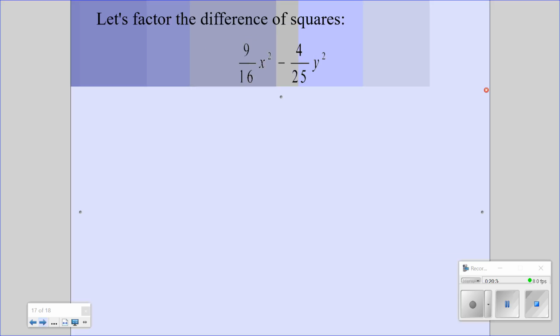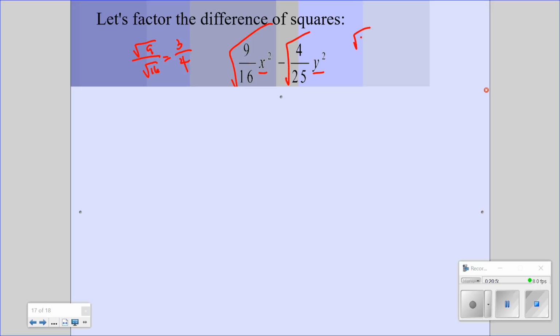Want to take a look at one last example that has fractions in it. Remember, you can take the square root of fractions, so let's see if this is in fact a difference of squares. You can see the variables have even exponents, so we can take the square root of them. Remember, to take the square root of a fraction, you can square root your top, square root your bottom to get 3/4 in that case.